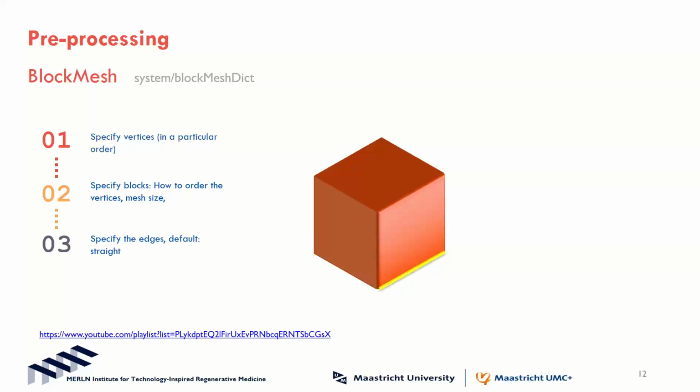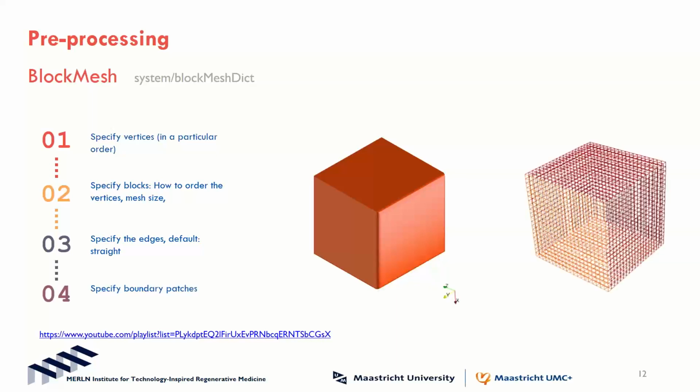Then we also have to define how the edges are. They can be straight, they can be arc, spline. You can pick whatever way you want. And then finally, specify the boundary patches. So what is happening at each face of my cube? Is it an inlet? Is it an outlet? Am I having a periodic boundary condition? And then you finally get something like this.